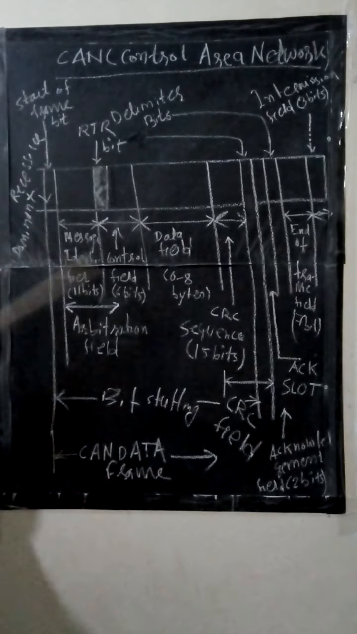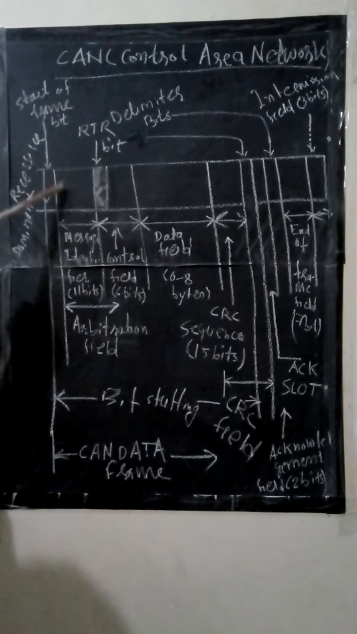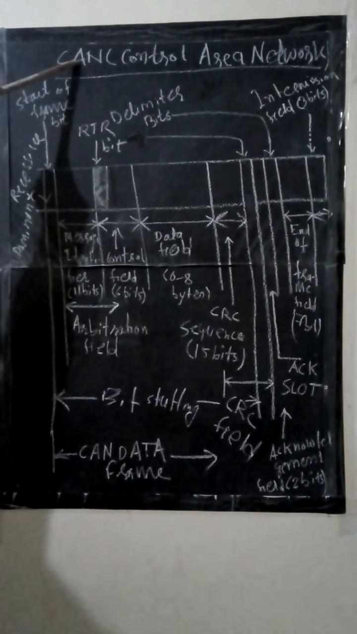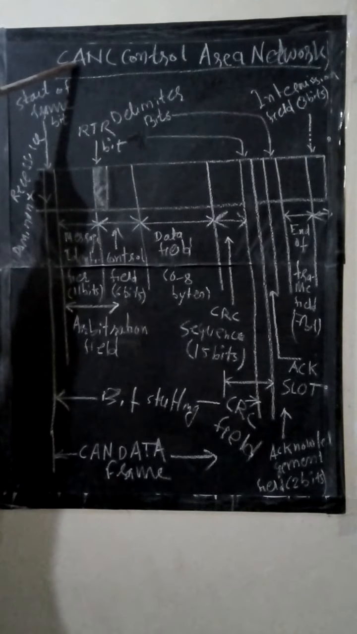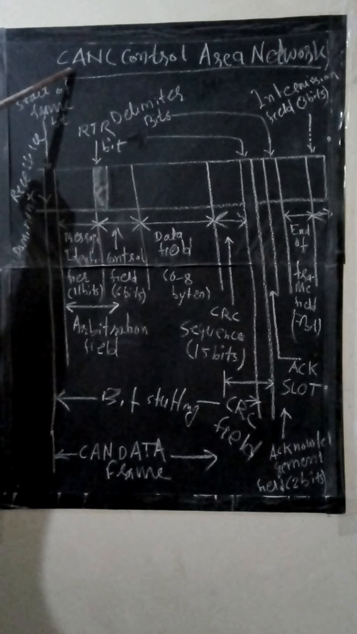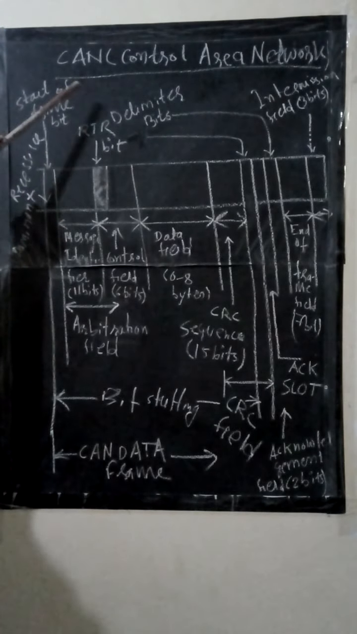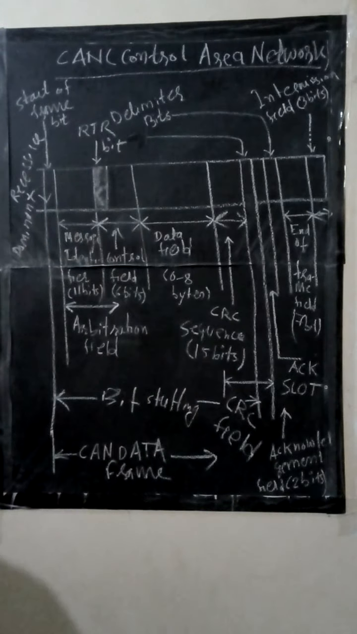So this control area network has some advantages. First, cost is low. Second, it is a lightweight network. Third, all devices on the network see all transmitted messages. Every message has priority. It includes CRC to perform error checking. These are the advantages of this control area network.